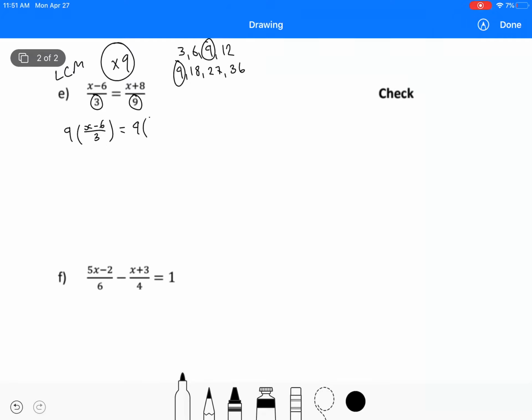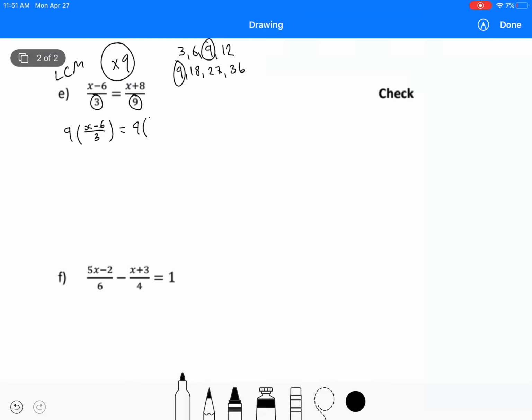I noticed that 9 divided by 3 is 3. I'm going to do this one in 2 steps. So 9 divided by 3, this will be 3 times x minus 6, because now we have brackets, so this will be a little bit harder to expand out. And on the right, the 9's cancel, and we're just left with x plus 8. Again, look where we started. Look where our equation is now. So much nicer.